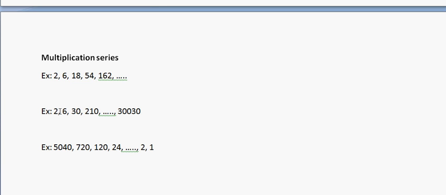So what is happening here? We are multiplying it by 3, then by 5, then by 7, right? Then it has to be multiplied by 9 and then 11, right? That's what we are doing. So this is 210 multiplied by 9, which is how much? It is 1890.